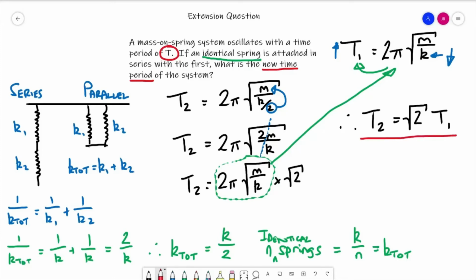Now, of course, what you might want to do yourself is to go back over this and look at what happens if you have 2 identical springs in parallel with each other and see what happens to the time period there. But I'll leave that for you to do in your own time. So that's it then, there's your answer.